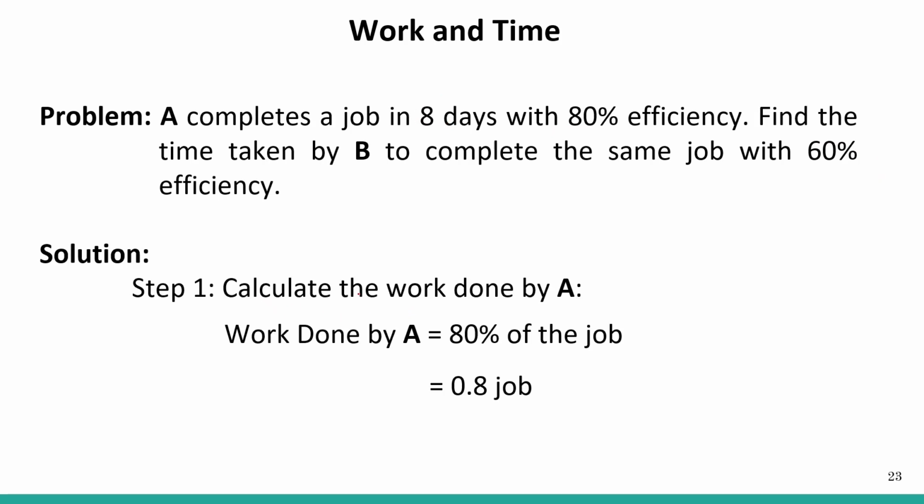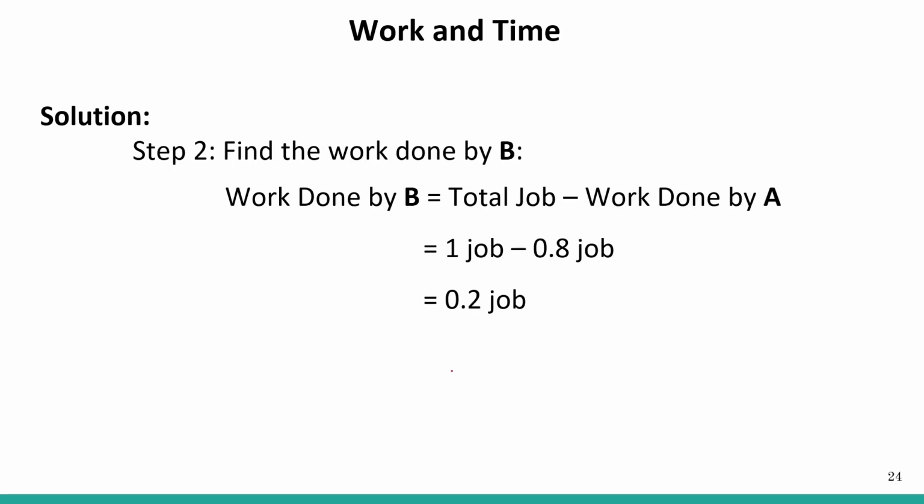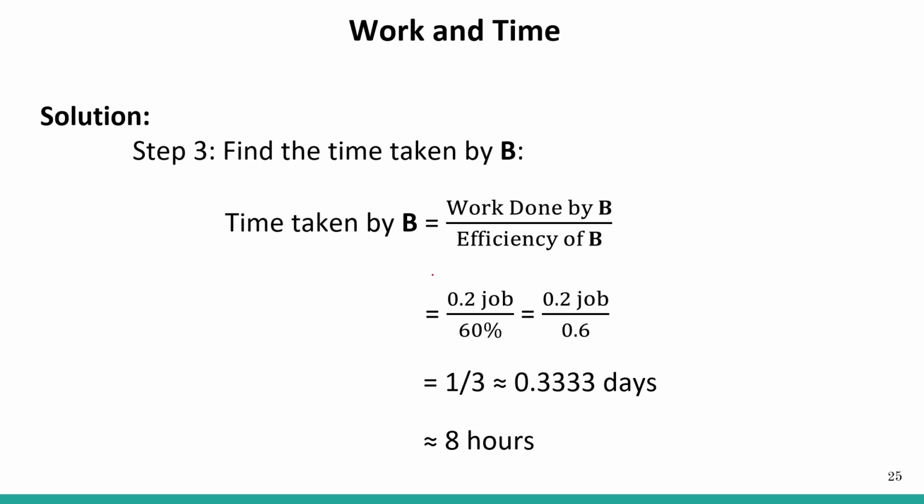In step 1, we calculate the work done by A. Work done by A is equal to 80% of the job, that is 0.8 job. Then the work done by B is equal to the total job minus the work done by A, which is 0.2 job. So time taken by B is equal to work done by B divided by efficiency of B, that is 0.2 job by 0.6, which is 1 by 3, that is 0.333 days, equal to 8 hours. So 8 hours is the correct answer.